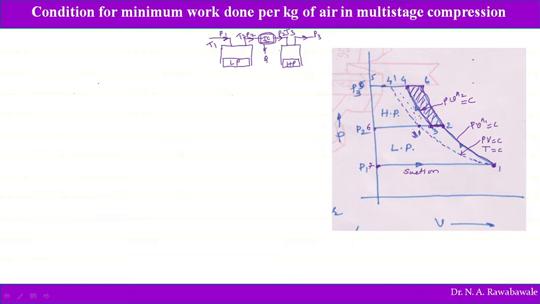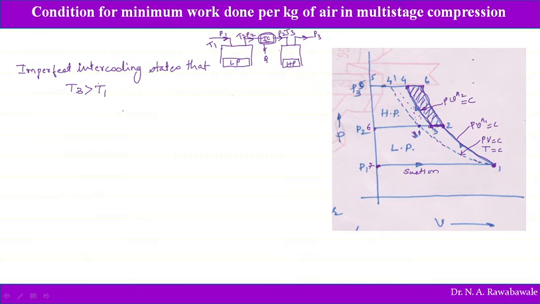So imperfect intercooling states that temperature T3 is greater than temperature T1.